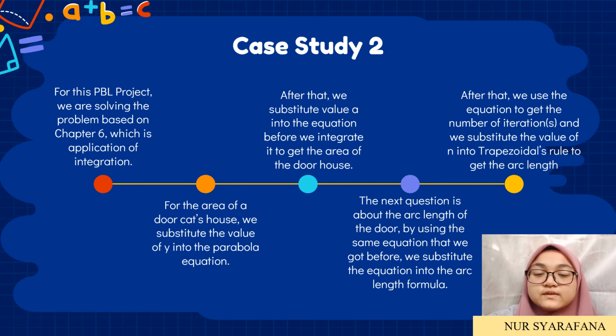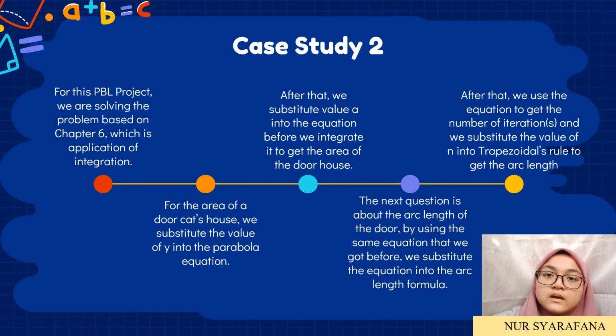For the area of the doll cat's house, we substitute the value of y into the parabola equation. As we know, according to logic, any number that multiplies with 0, the answer will be 0 too. So the value y0 will be eliminated. After that, we substitute value a into the equation before we integrate it to get the area of the doll house. The next equation is about the arc length of the door.